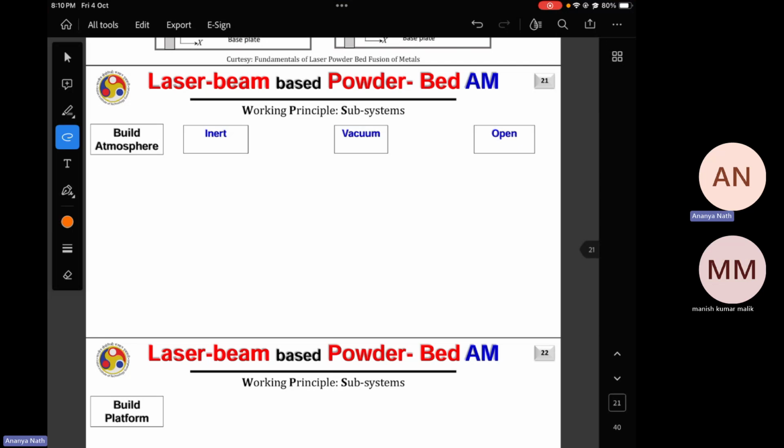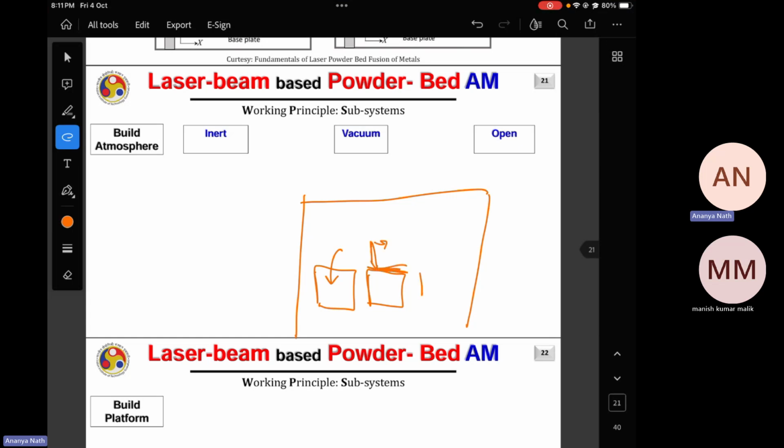But at the same time, in case of an inert chamber, you will have this chamber where you have one build plate and one supplier where you pour the powder. This is the build plate onto which the recoater will move and spread one layer of powder. And this is the collector where excess powder comes. And then you have to have a filter system.